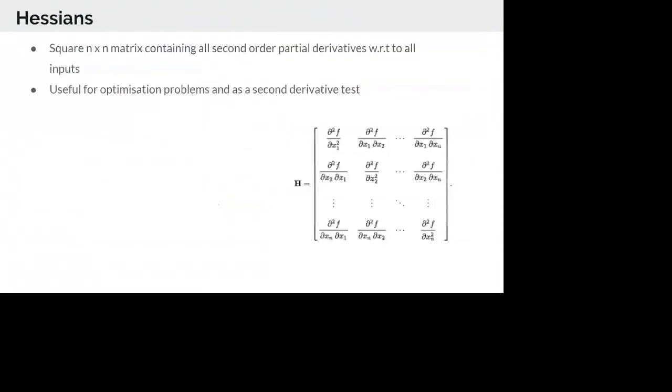So this summer I worked on creating a way for CLAD to generate Hessians of a matrix. This is just a brief rundown of what Hessians are. Hessians are a square n by n matrix containing all the second order partial derivatives with respect to all inputs. You can see a mathematical representation on the right. It's very useful for optimization problems and as a second derivative test.